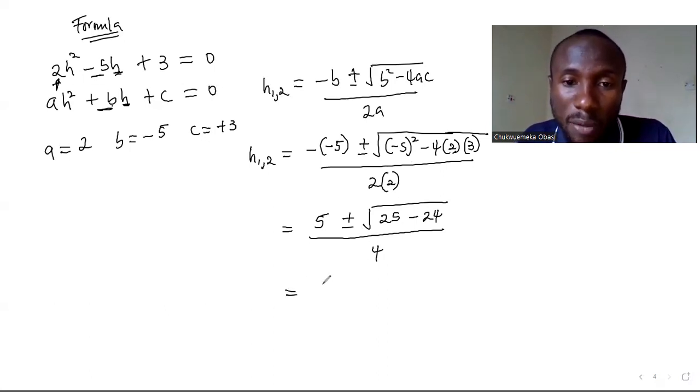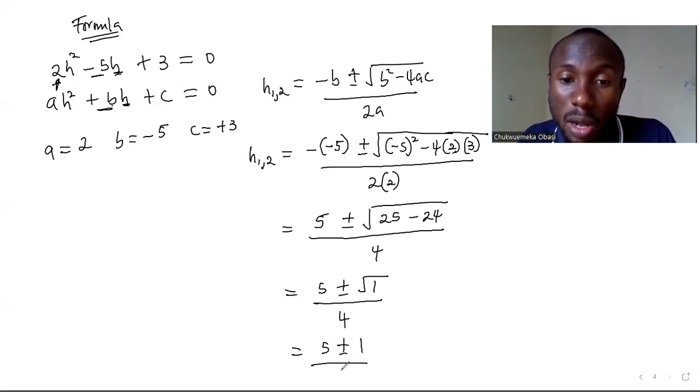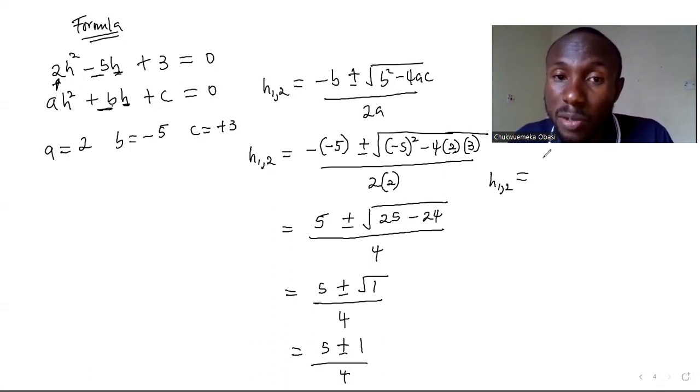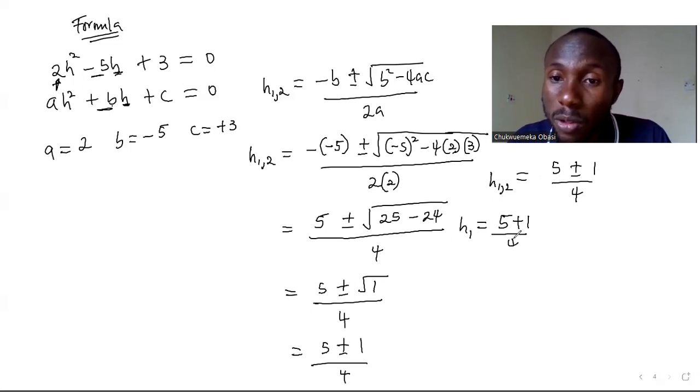Now, the next thing you want to do, you have 5 plus or minus 1. 25 minus 24 is 1, all over 4. What's the square root of 1? That's 1, because 1 times 1 is 1. 5 plus or minus 1 over 4. So therefore, h1,2 can be written as 5 plus or minus 1 over 4, right? Then you can now separate the signs. So I want to pick the first one. h1 will be 5 plus 1 over 4, or your h2 will be 5 minus 1 over 4.